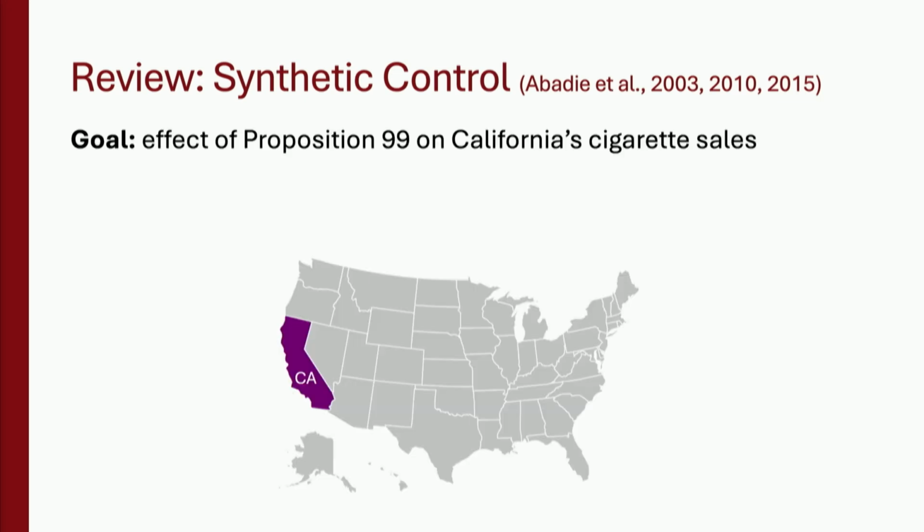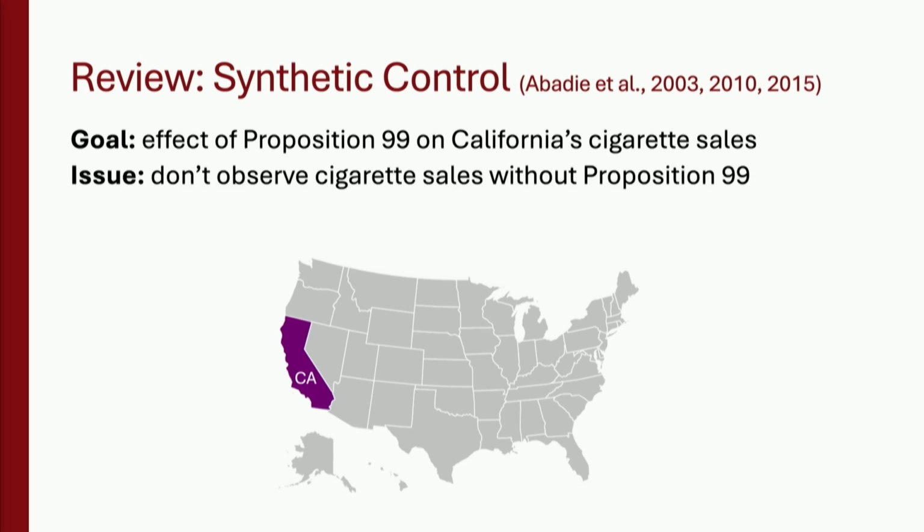So the authors in one of their papers were interested in estimating the effect of Proposition 99, which is a tobacco control program in California, on California cigarette sales. Now, when they were conducting their analysis, the main issue they ran into is that they don't observe California's cigarette sales without Proposition 99 being in place. This is also known as the fundamental problem of causal inference. Now, this is exactly where the synthetic control estimator comes in.